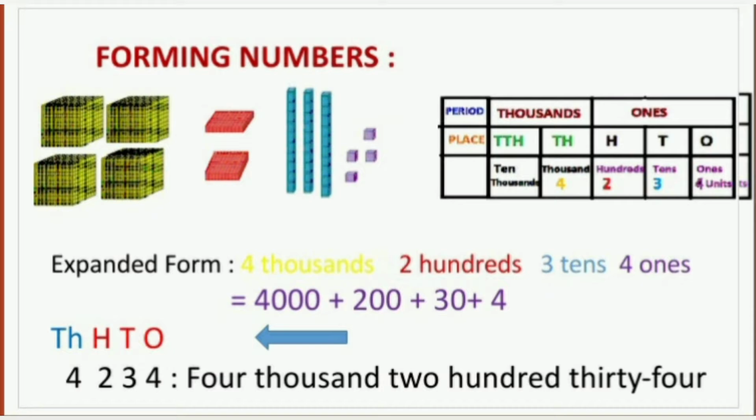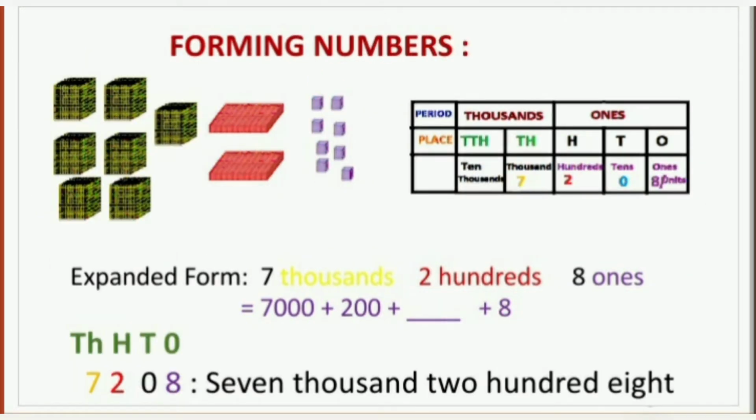So here you can see the digits given in the particular column. For ones digit, you have 4. Then in tens place, we have written 3. In hundreds place, we have written 2. And in thousands place, we have written 4. And we read the number as 4,234.